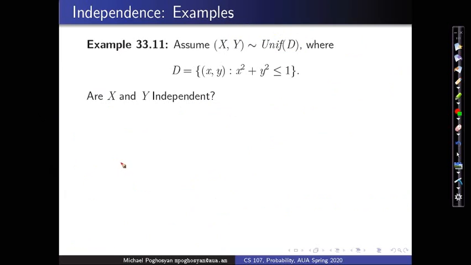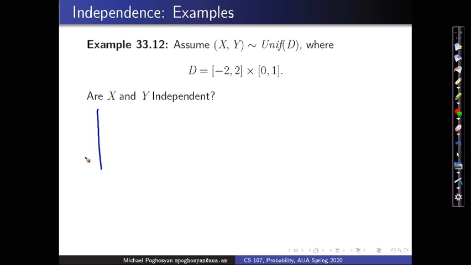Okay. The next one is the following. Almost the same problem, I'm changing the domain. This point (x, y) is uniformly distributed in D, where D is this rectangle now. Are x and y independent? In this case, we will have independence, so let us check.